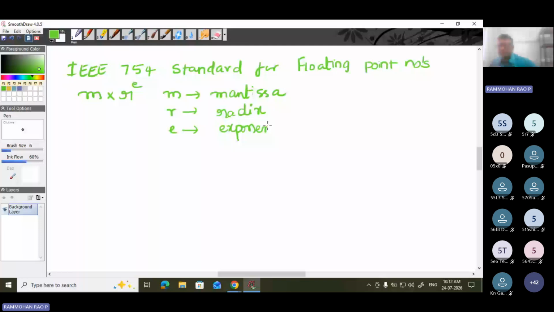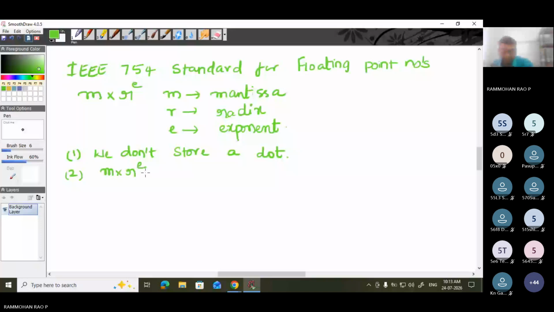Right? So friends, there are certain important points which we need to understand before we move on to representing a floating point number using M into R power E. Point number one, we don't store a dot. Right? We are not storing 13.25. That point we are not going to store. It's not possible.